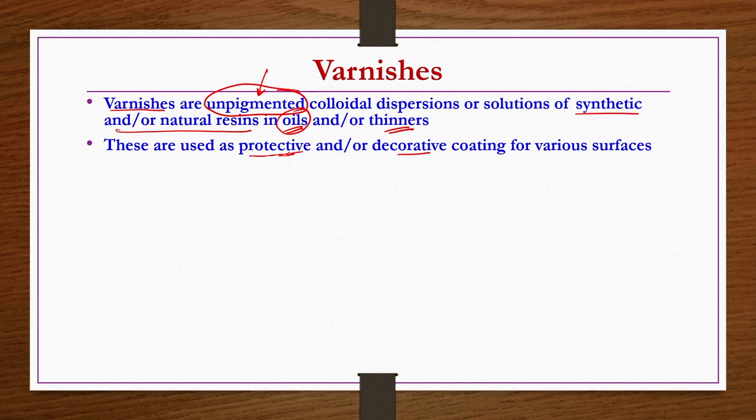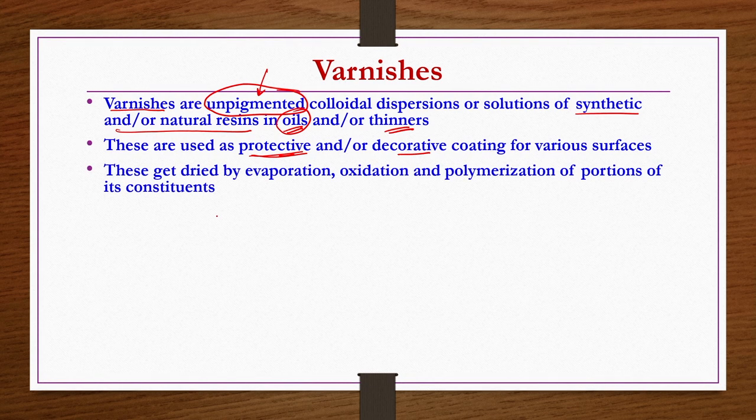However, the protection may not be as good as that provided by paints, enamels, lacquers, etc. The film formed by applying varnishes on a given structure dries by different approaches like evaporation, oxidation, and polymerization. That also depends on the constituents. If the resin dispersed or dissolved in oils is very thick or viscous, then obviously drying may take time, and rather than depending primarily on evaporation, you have to rely on oxidation and polymerization, or even add plasticizers if required.